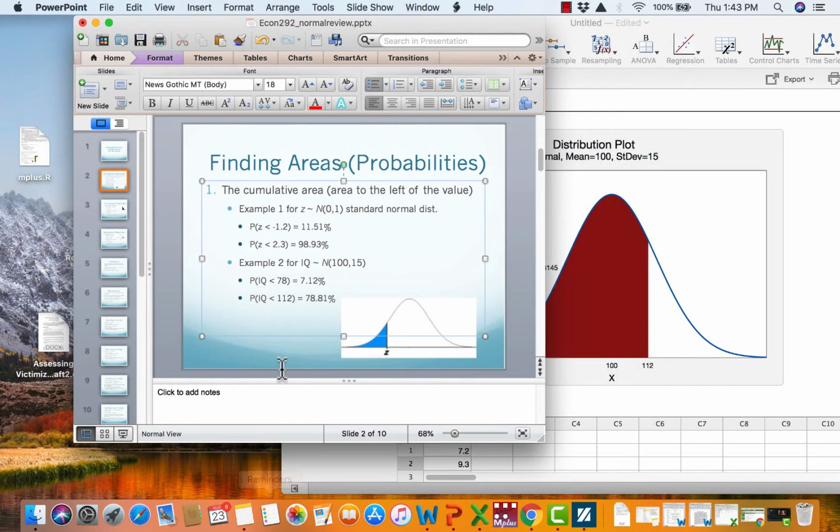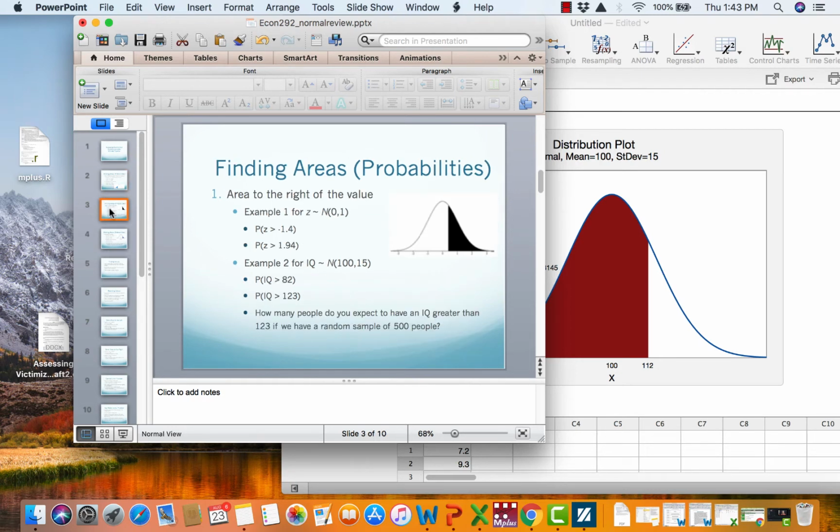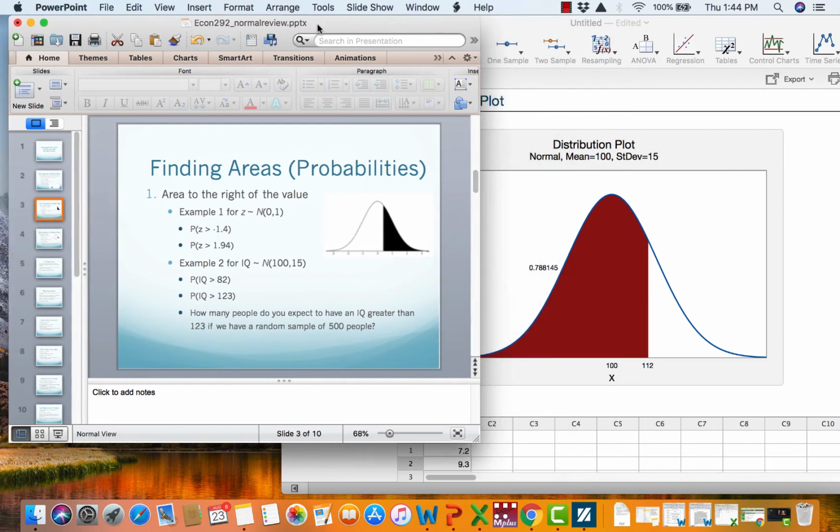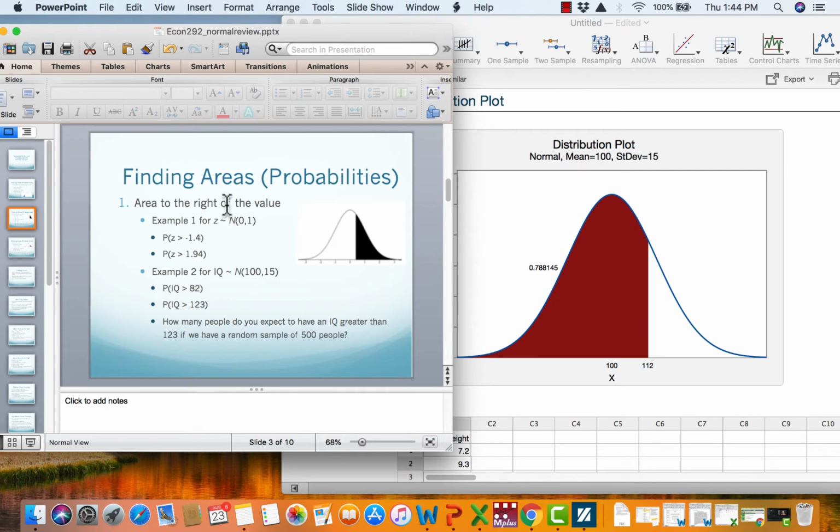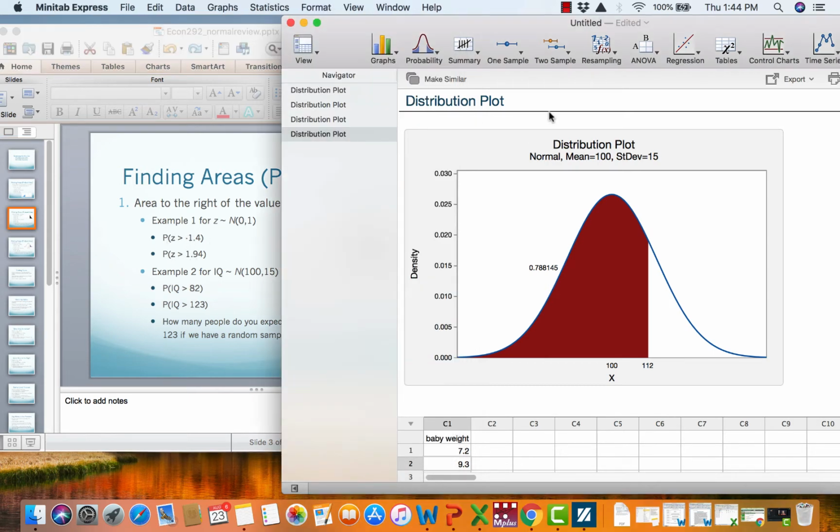so we have found probabilities to the left of values. Now we want to find probabilities to the right of the value. All right, so let's start here going back to the standard normal distribution. All right, so we want to find the probability that z is greater than negative 1.4.